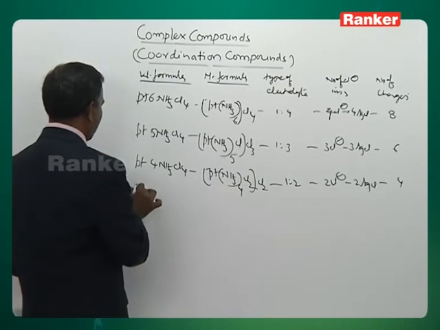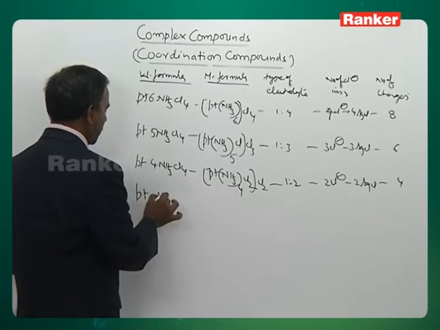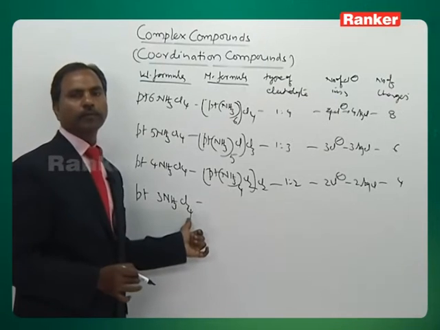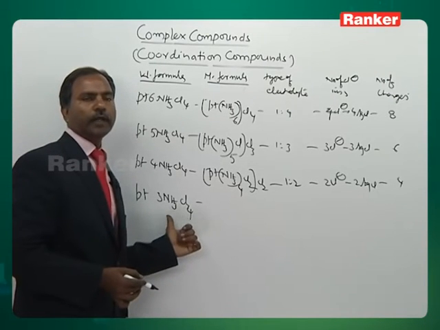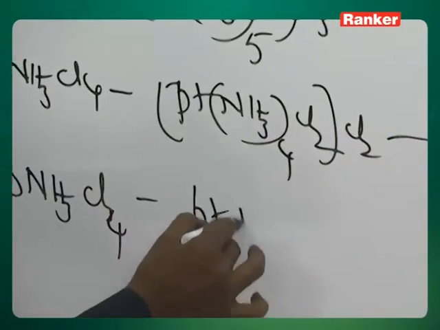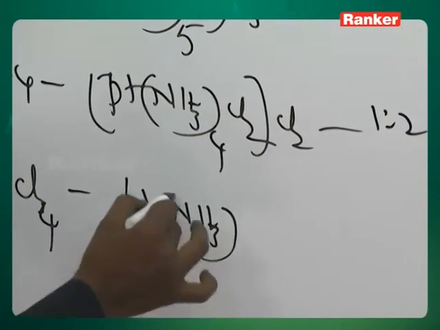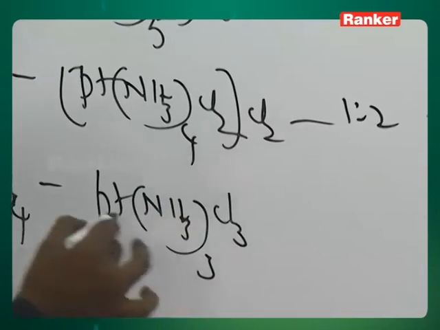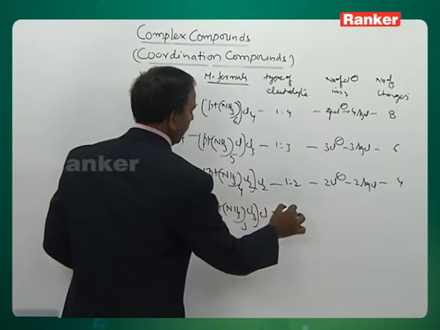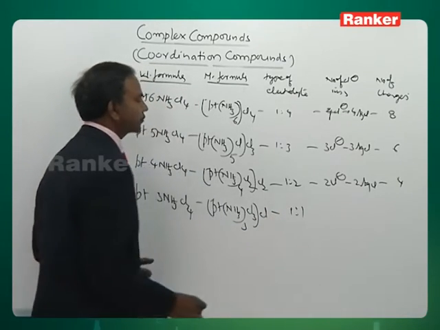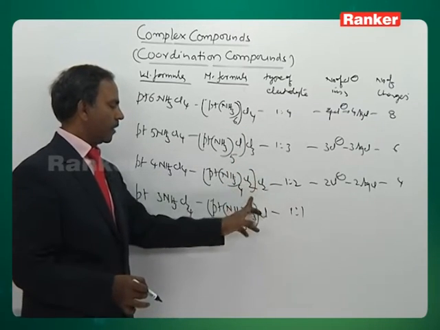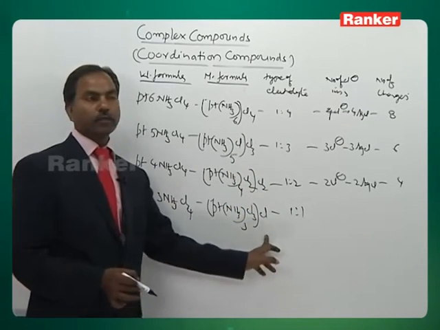Let me take one more, Pt 3NH3 Cl4. Again, oxidation number 4, primary valence is 4, secondary valence should be 6. Only 3 amines are there, so 3 chlorides you have to write inside along with Pt NH3 taken thrice, and 1 Cl you write outside. Then it will be 1:1. We are clearly observing 1:4, 1:3, 1:2 and 1:1.